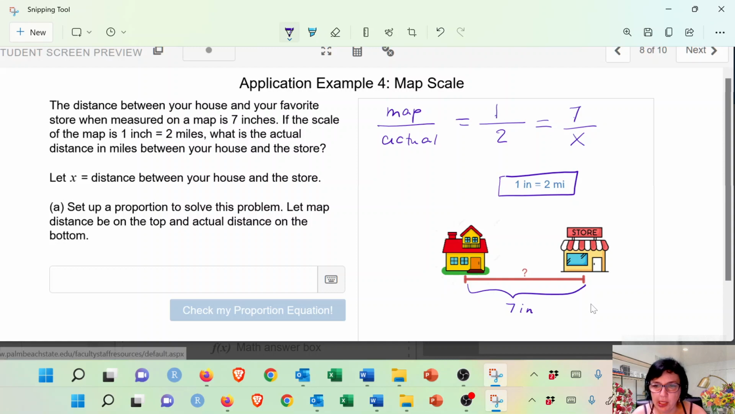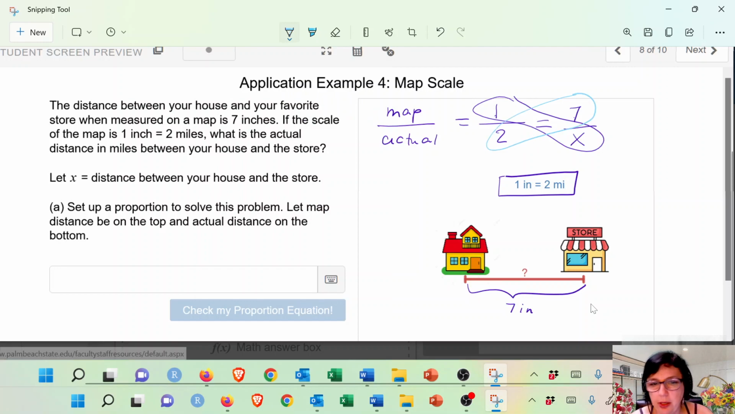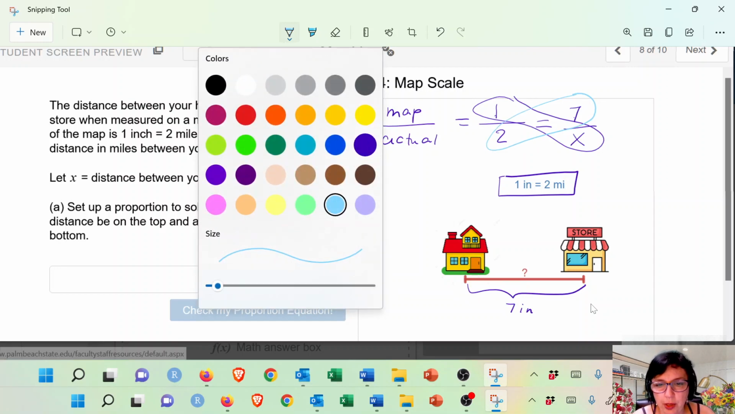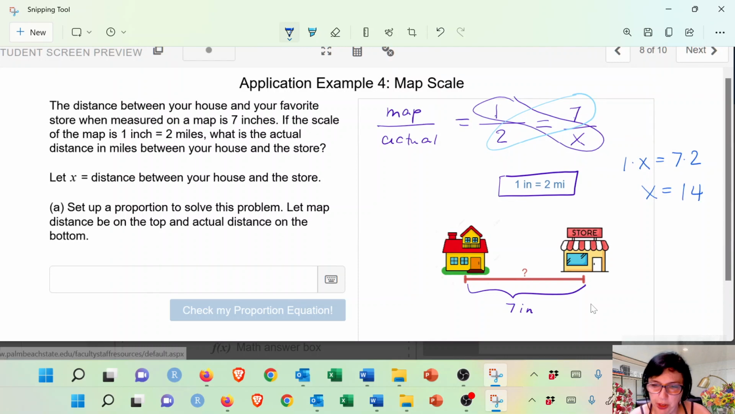See? This is how I set up the proportion, and now I can go ahead and solve it by cross multiplying. So this way, and then multiply it maybe this way right here, okay? And so then let's go ahead and solve. So we've got 1 multiplied by x equals 7 multiplied by 2. So x equals 7 multiplied by 2, that's 14.